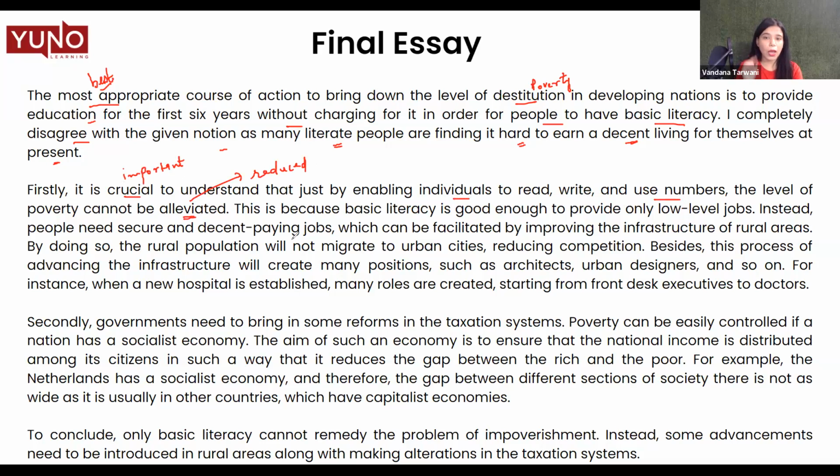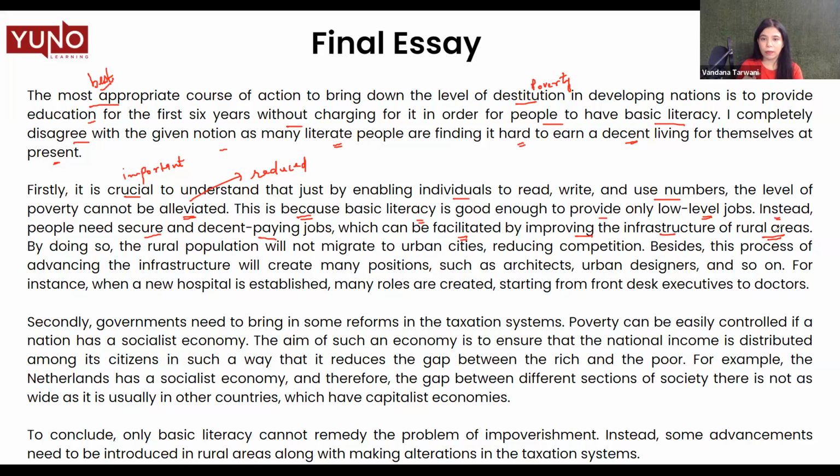And then just see how we are developing it. We are giving a reason. This is because basic literacy is good enough to provide only low-level jobs. So if people are getting low-level jobs, poverty will not be able to reduce. Instead, people need secure and decent paying jobs, which can be facilitated, that means which can be made easier, by improving the infrastructure of rural areas.